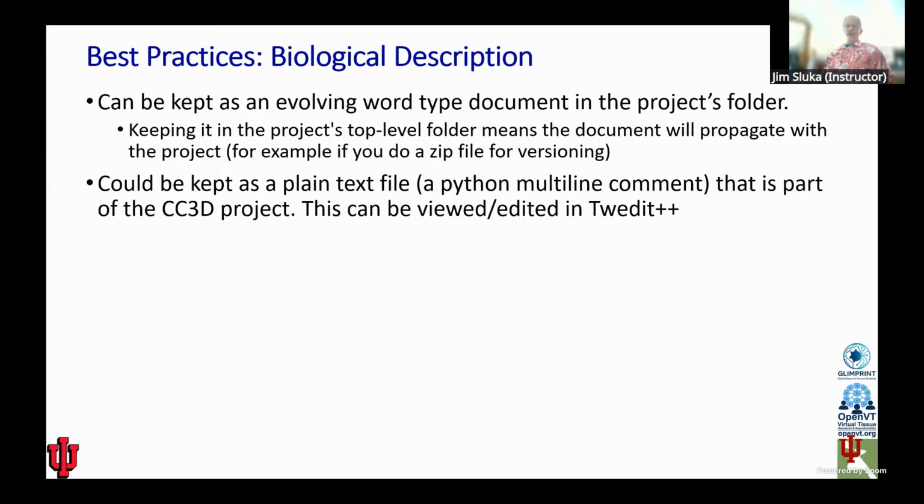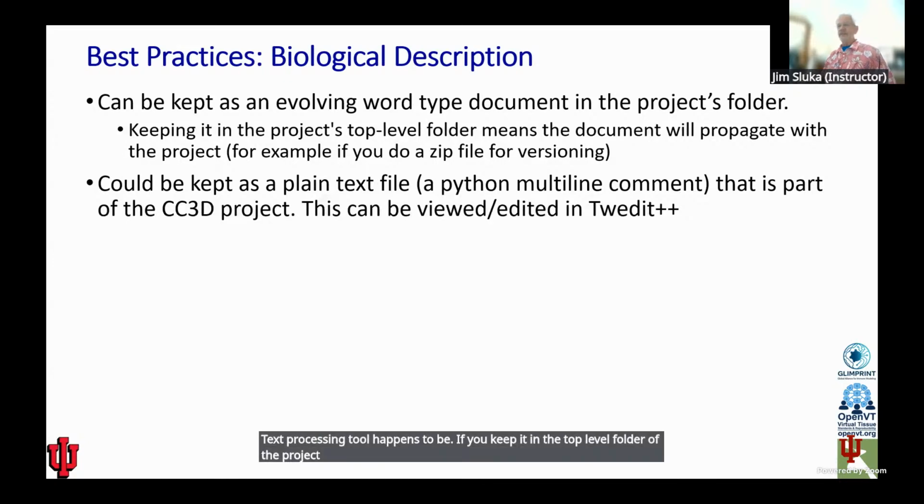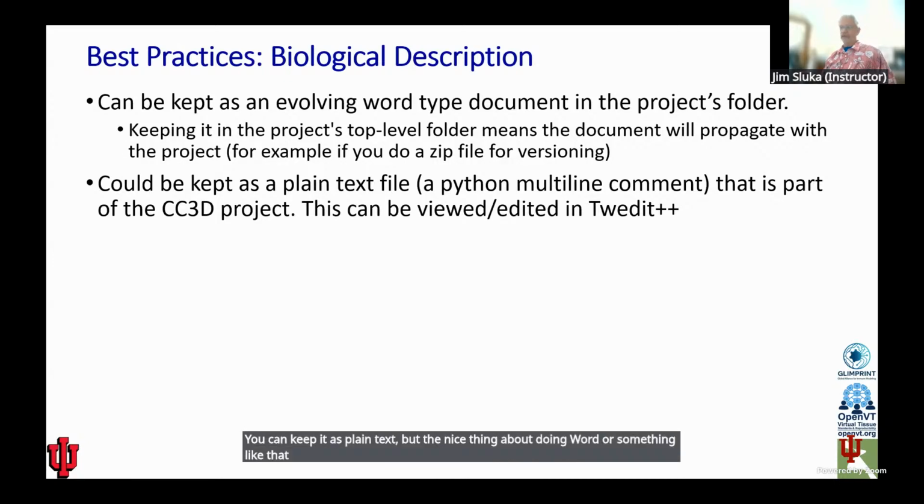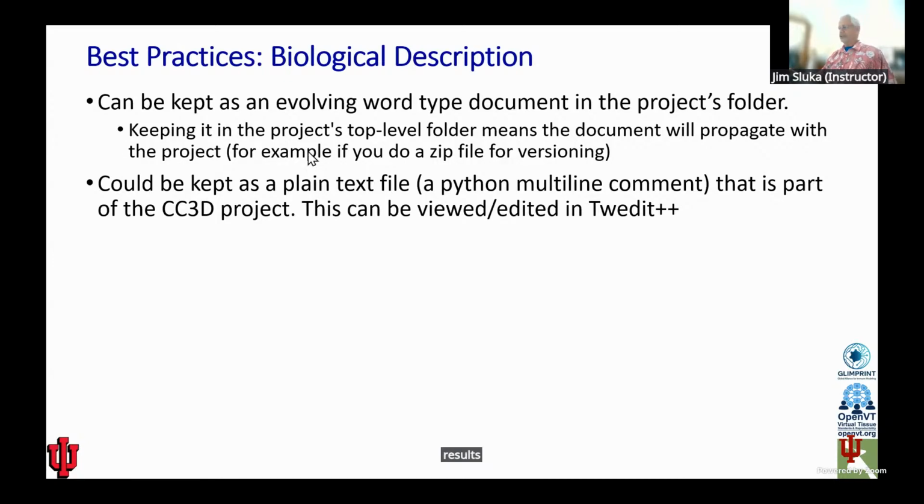So one way to do it is just keep a Word document, or whatever your favorite text processing tool happens to be. If you keep it in the top level folder of the project, that Word document will get saved to your workspace every time you do a run. And if you're zipping the workspace, then that Word document is saved into the zip. So you have a running track of this ever-evolving project description file. You can keep it as plain text, but the nice thing about doing Word or something like that is you can put in pictures and results and all kinds of other things that you really can't do in a plain text file.